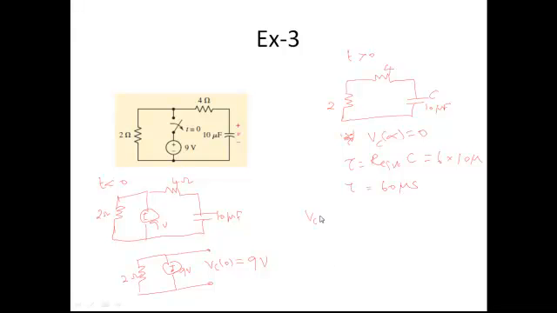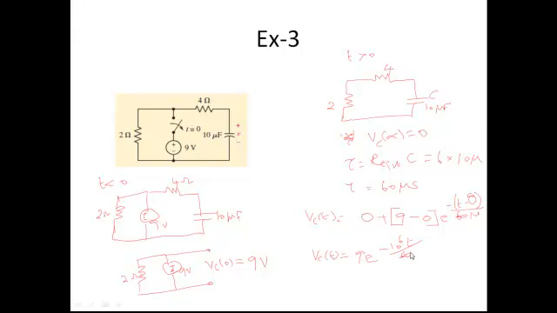So substitute in that. VC of t is equal to VC of infinity, which is 0, plus VC of 0, which is 9 volts, minus VC of infinity, which is 0, times e power minus (t minus t naught) divided by tau. t naught is 0 now because at time t equal to 0 switching is taking place. Tau is 60 microseconds. So this can be written as VC of t equal to 9 e power minus 10 raised to 6 t divided by 60. You can even simplify this.